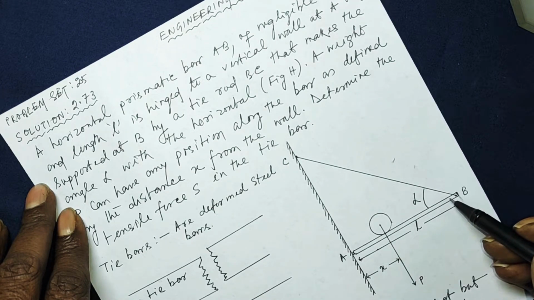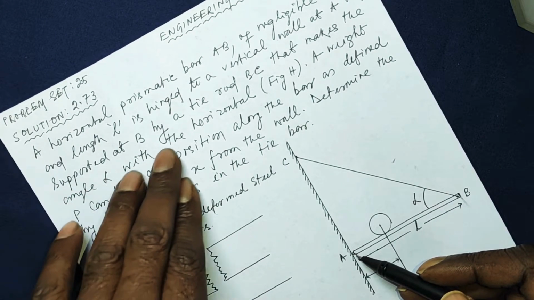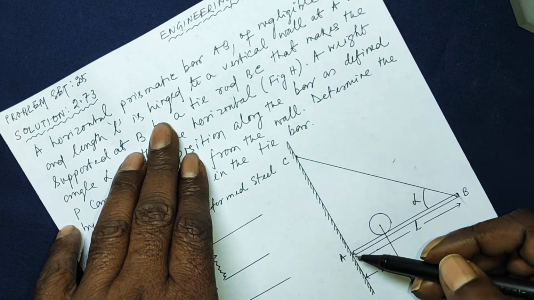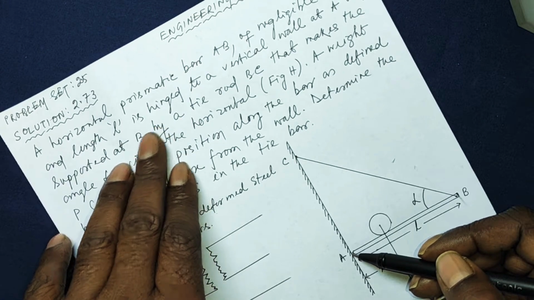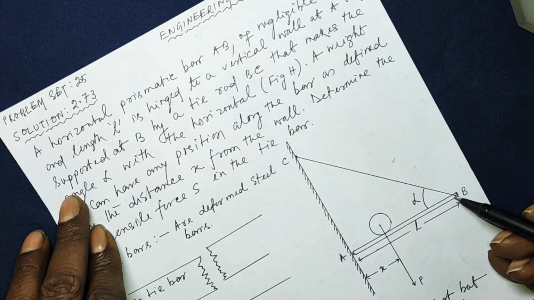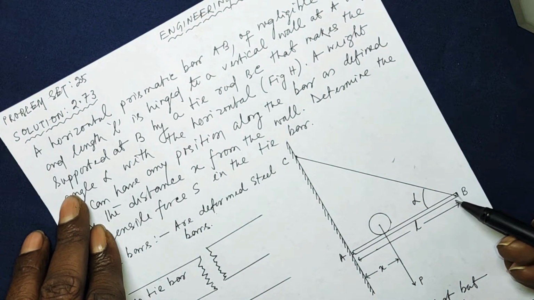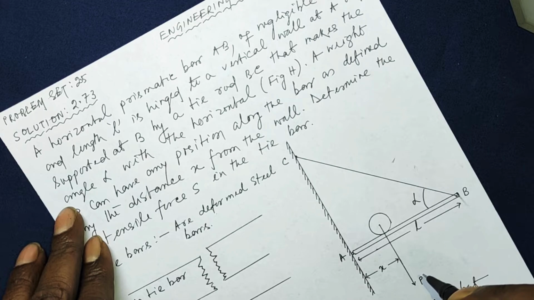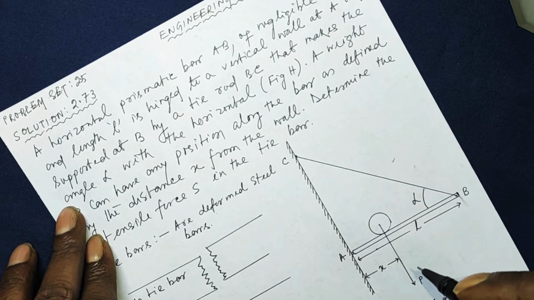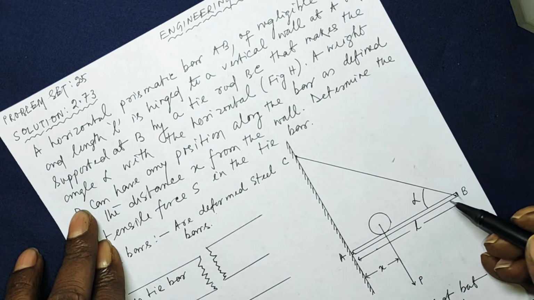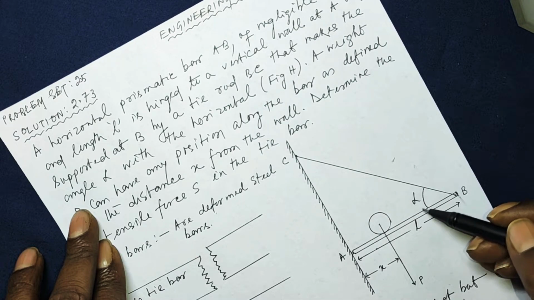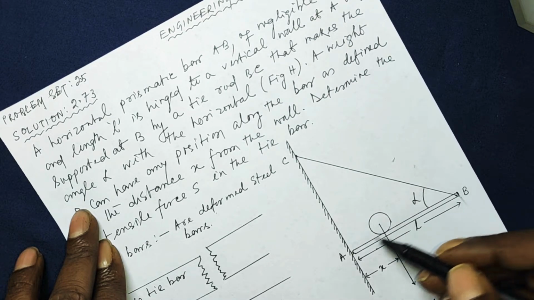The prismatic bar is fixed to the vertical wall here by a pin joint at A and supported at B by a tie bar. This is a tie bar. I will explain to you what a tie bar is. Tie rod BC makes the angle alpha with the horizontal. This tie rod makes angle alpha with the horizontal.